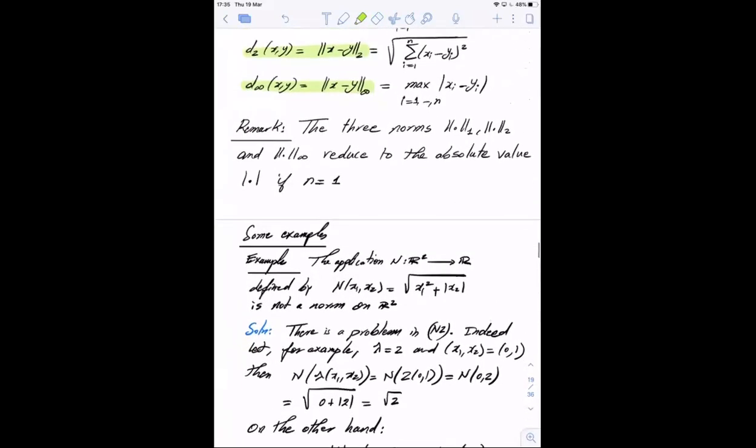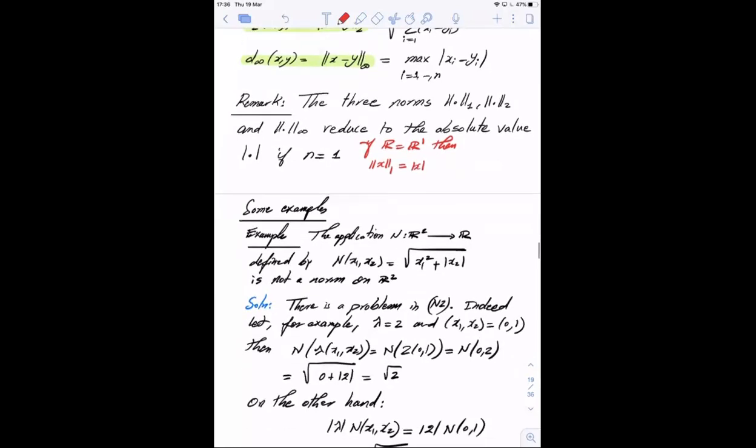Now, the three norms, norm 1, norm 2, and norm infinity, reduce to the absolute value if you work in dimension 1. So if R equals R1, then, for example, let me choose any of the norms. Let's say I want to compute norm x1, which is the summation of the absolute value of the coordinates. Here I have only one coordinate because x is a real number, x belongs to R. So here you have absolute value of x. If you want to compute, for example, norm x2, it is normally a radical, and you have to take the summation of the coordinates raised to the power 2, but there is only one coordinate, so you take radical x squared, and this is the absolute value of x. Similarly for norm infinity, so the three norms reduce to absolute value if you work in dimension 1.